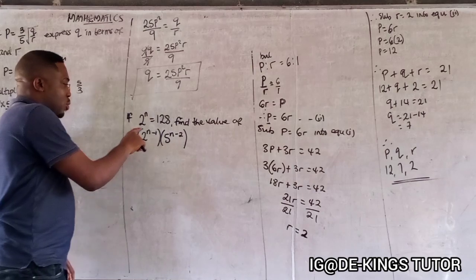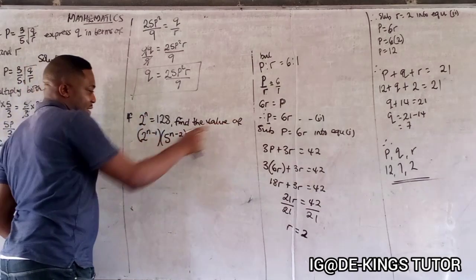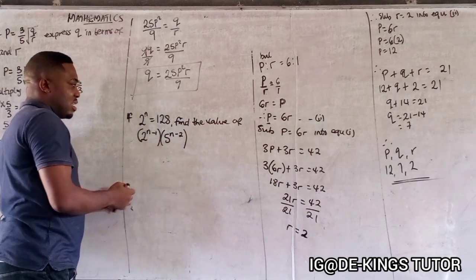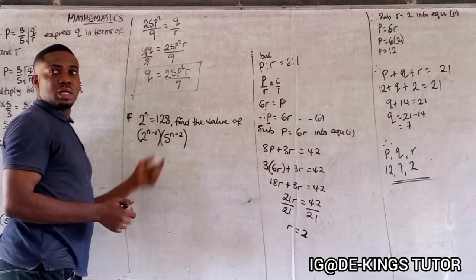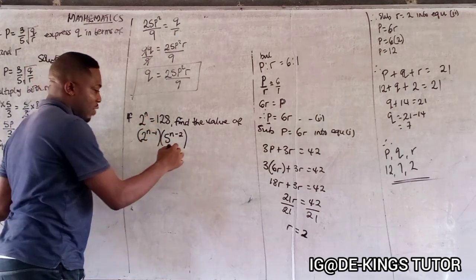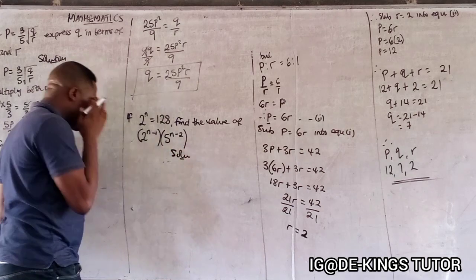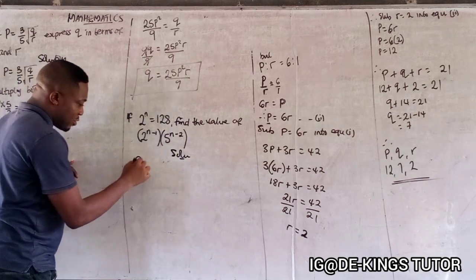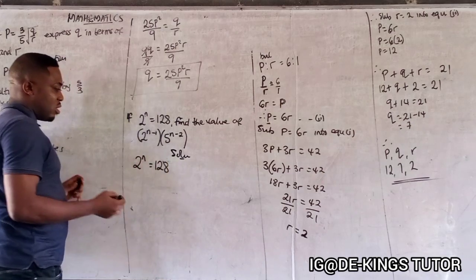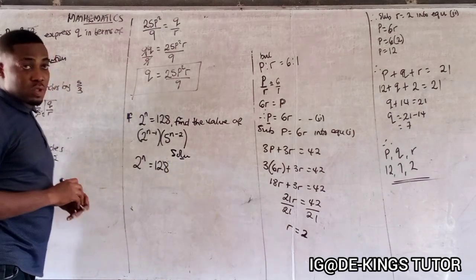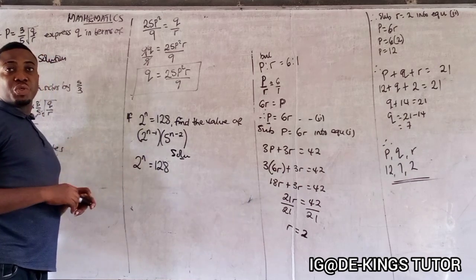So we said if 2 raised to the power of n equals this, you find the value of this. And what they're saying is get the value of n and substitute it here. That's just what it is. So if we have the solution, we have 2 raised to the power of n equals 128. And we have done indices and we've also done exponential equations.